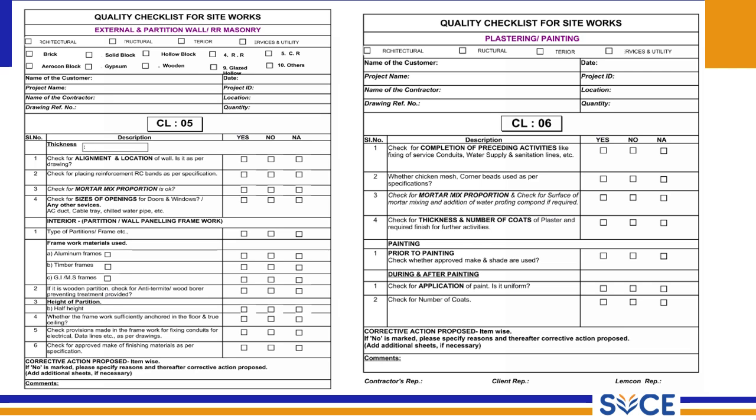It's a very important point. We need to check the number of coats. Sometimes the site engineer will say there are only two coats. Sometimes people will say there are three coats. Something like that. One coat. It differs.